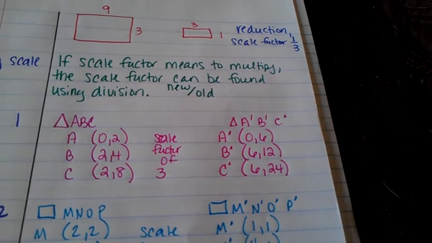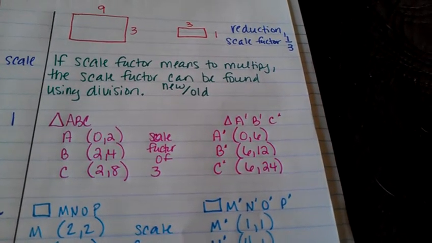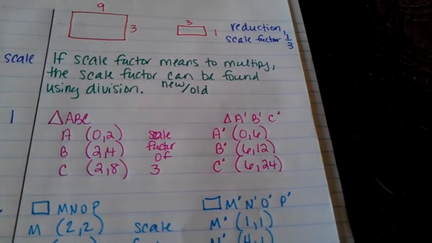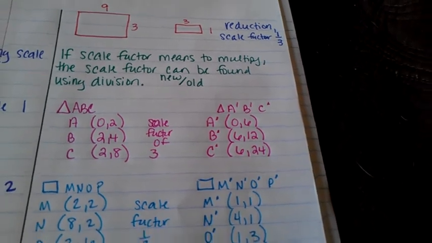You'll find that if you graph triangle ABC and then you graph triangle A prime, B prime, C prime, they look exactly the same, but your prime figure is much bigger, 3 times bigger.